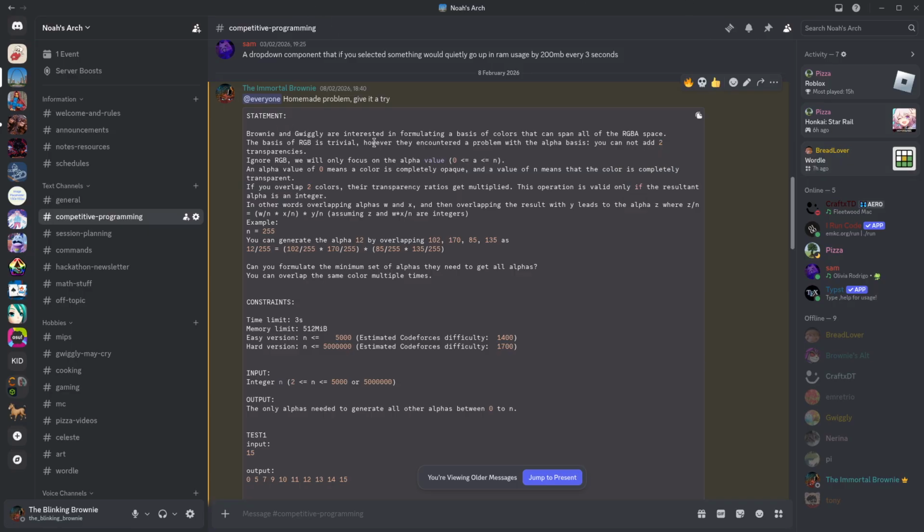Brownie and Gwiggly are interested in formulating a basis of colors that can span all of the RGBA space. So that's the color space. A basis of RGB is trivial. You can imagine 100, 010, 001. You can add them up, you can get any other color. However, they encountered a problem with the alpha basis. You cannot add two transparencies.